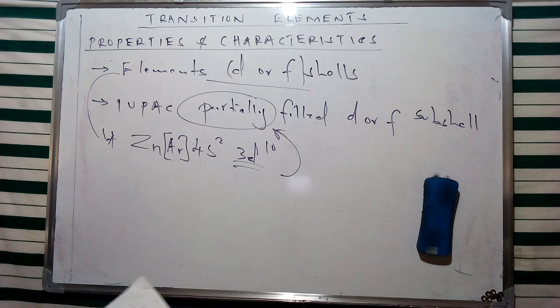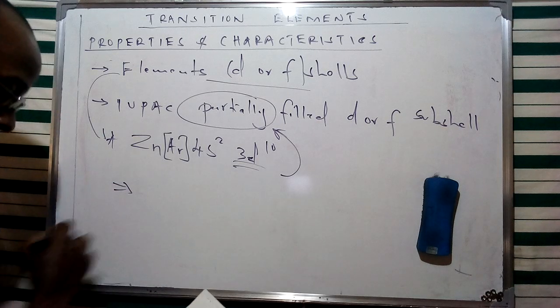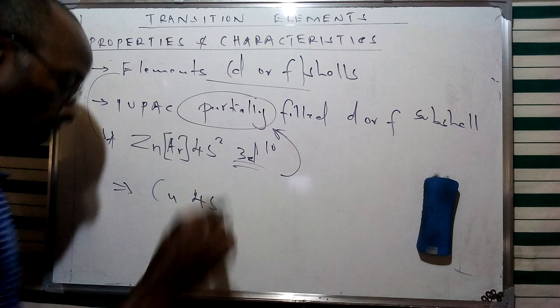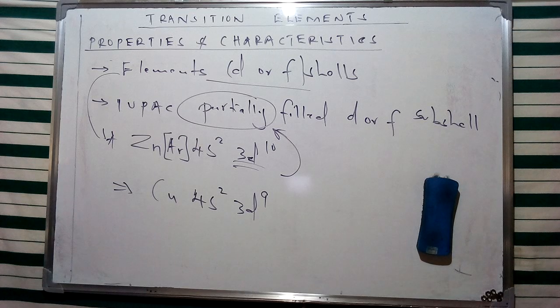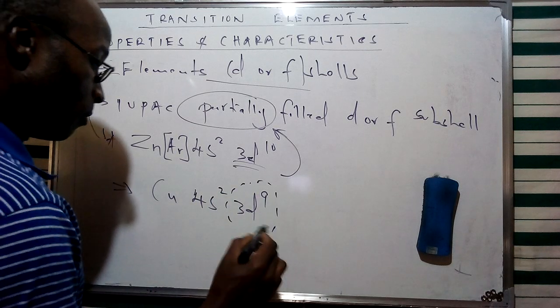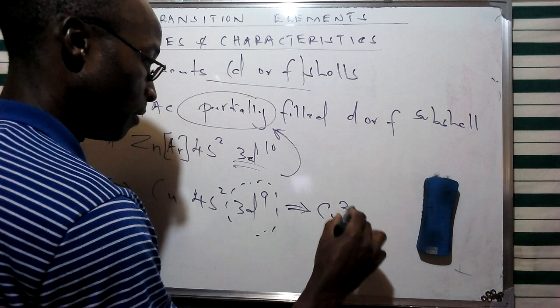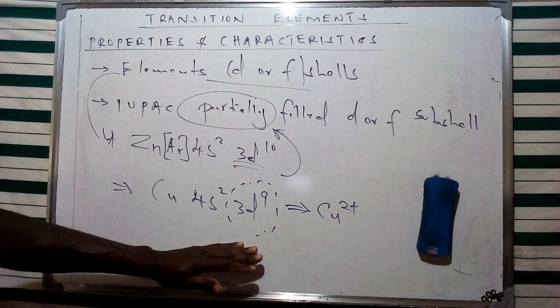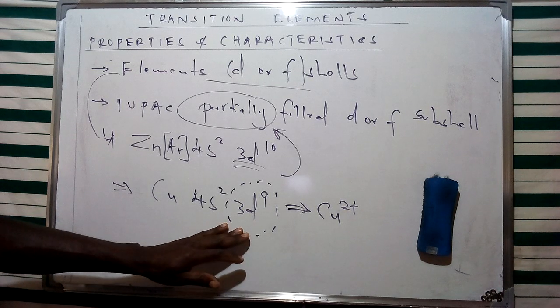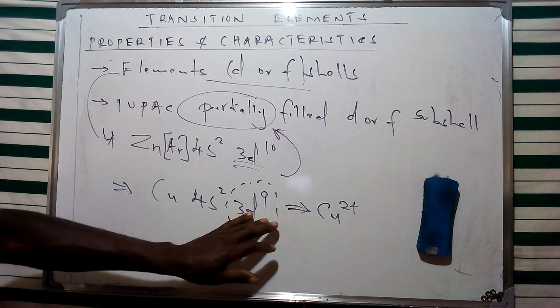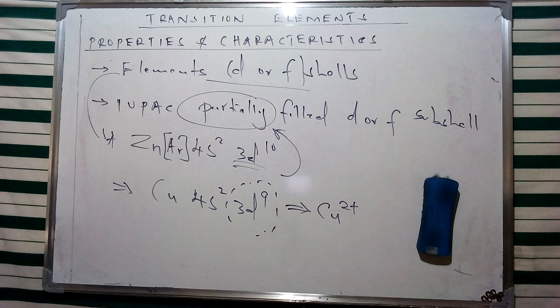If we look at copper, I'm going to give this in terms of copper: 4s, then 3d9. If we consider this as an ion of copper, we are going to concentrate on the D subshell. This is a partially filled orbital, since it consists of 9 electrons contrary to 10. Therefore, it passes as a transition element.